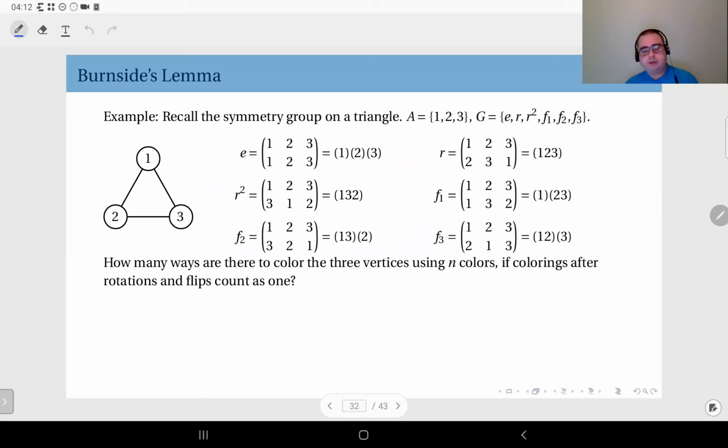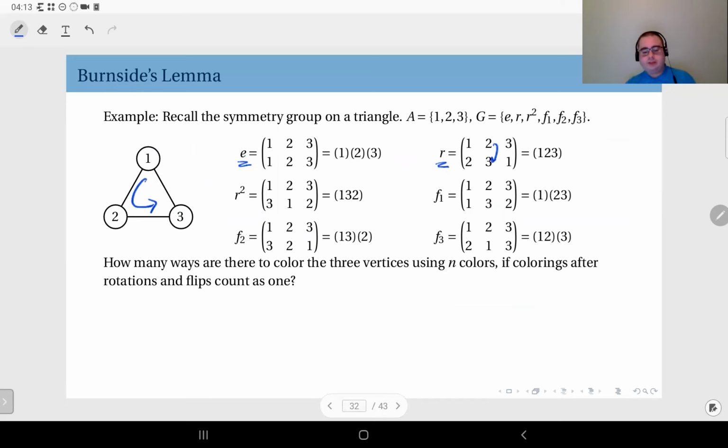If you recall the example I gave when we discussed groups, this is the symmetry group of a triangle. And here we have 6 elements in the group, namely the identity permutation. Okay, 1 is mapped to itself, 2 is mapped to itself, 3 is mapped to itself. Number 2, we have 1 rotation. So here, 1 is mapped to 2. So this is this rotation. 2 is mapped to 3, and 3 is mapped to 1.